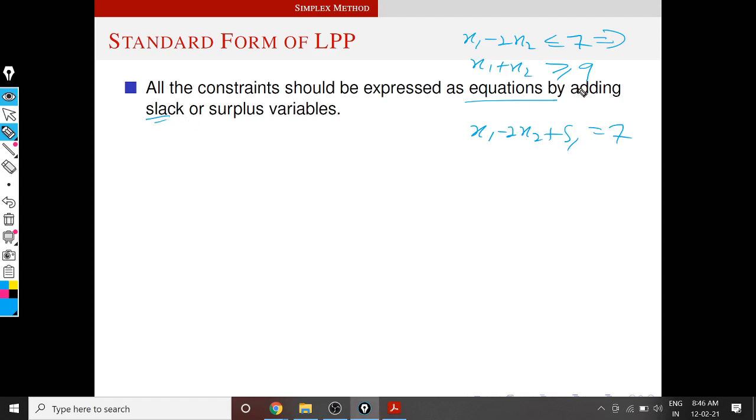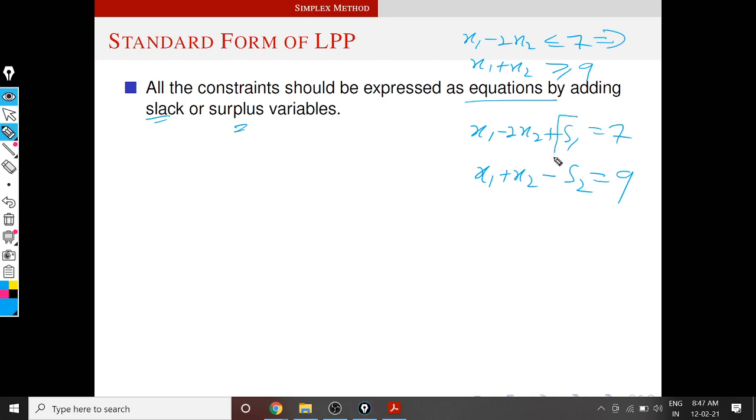Here the left hand side is greater than 9. Then what happens? We have to get an equation. So to get an equation, we have to subtract something. That means x1 plus x2 minus a positive quantity becomes 9. That's the idea of surplus variable.